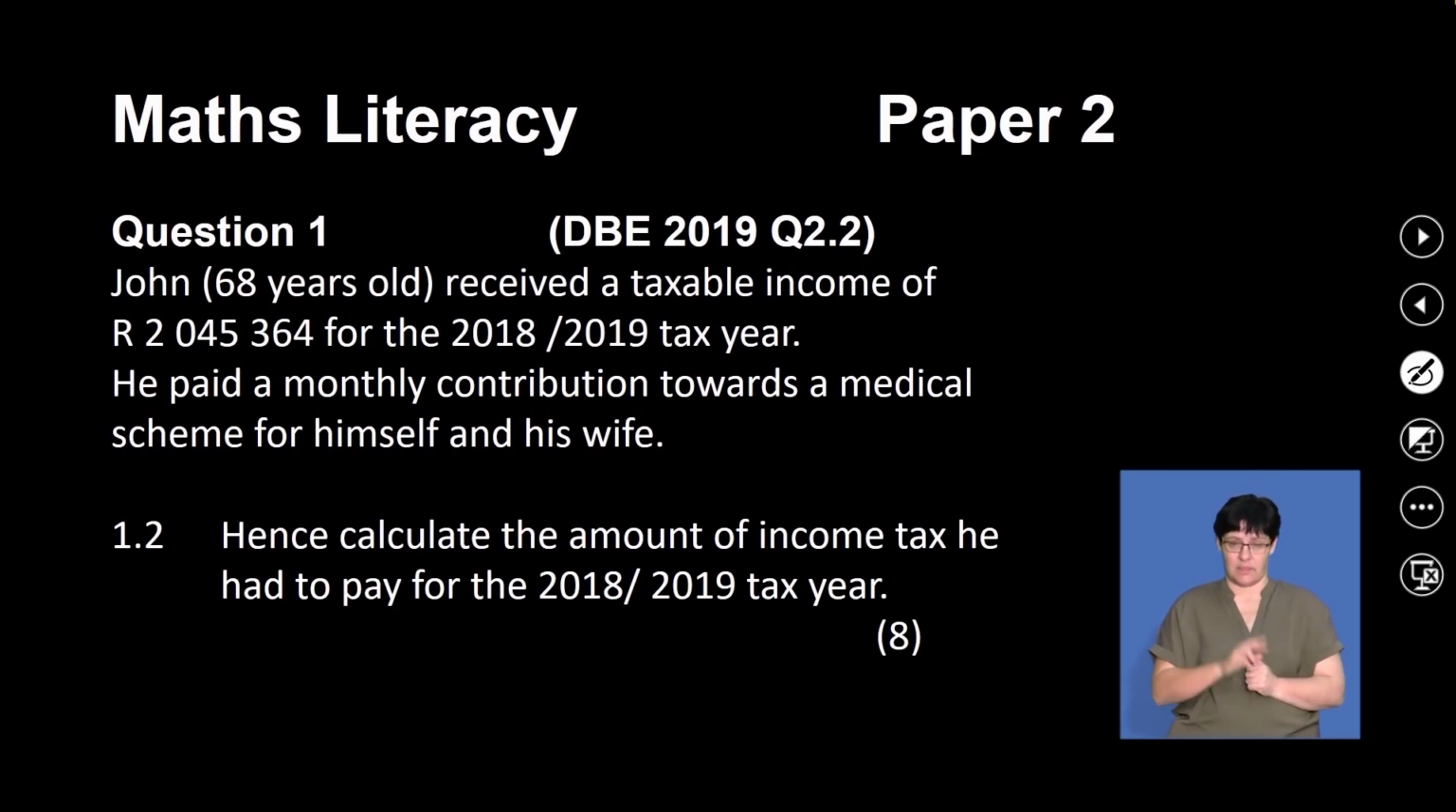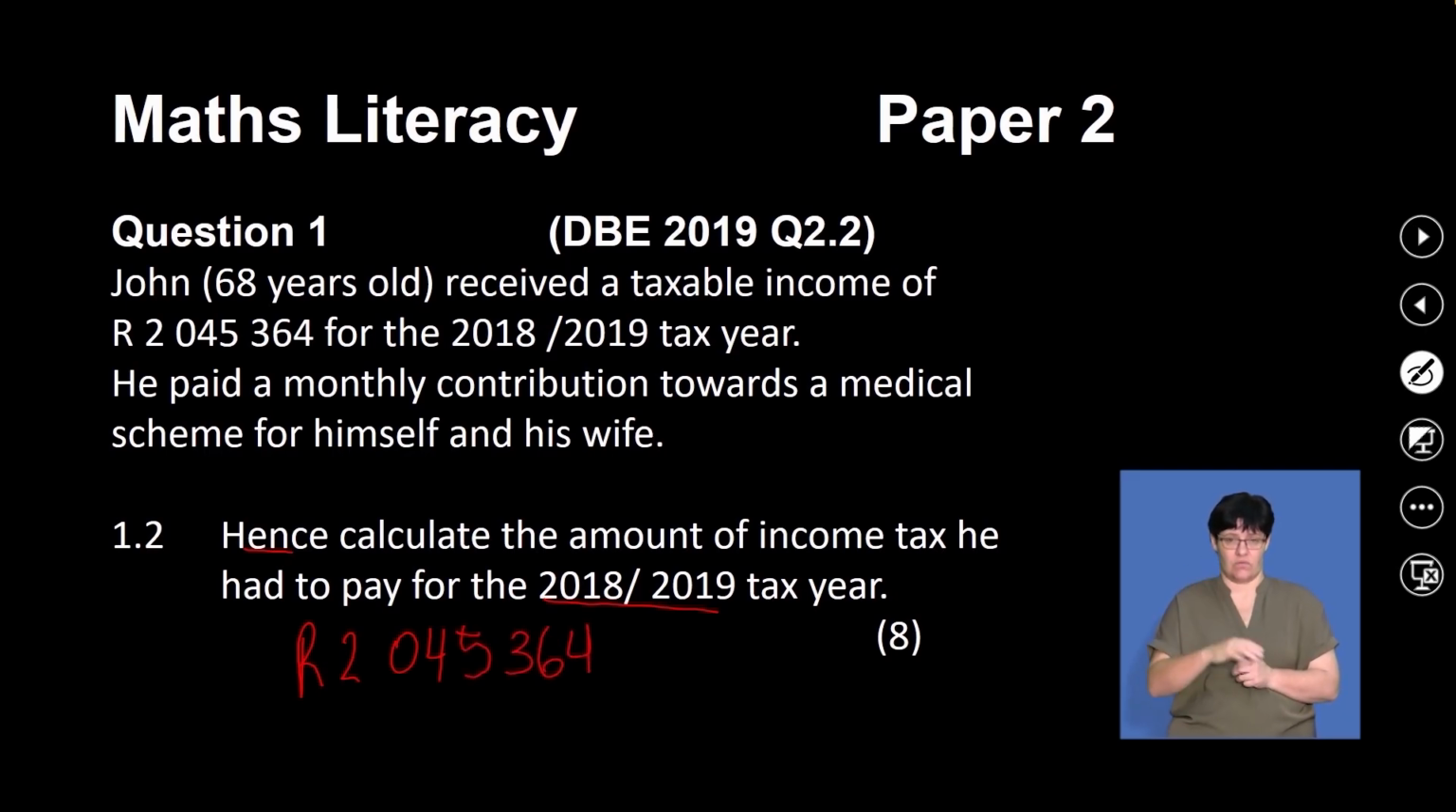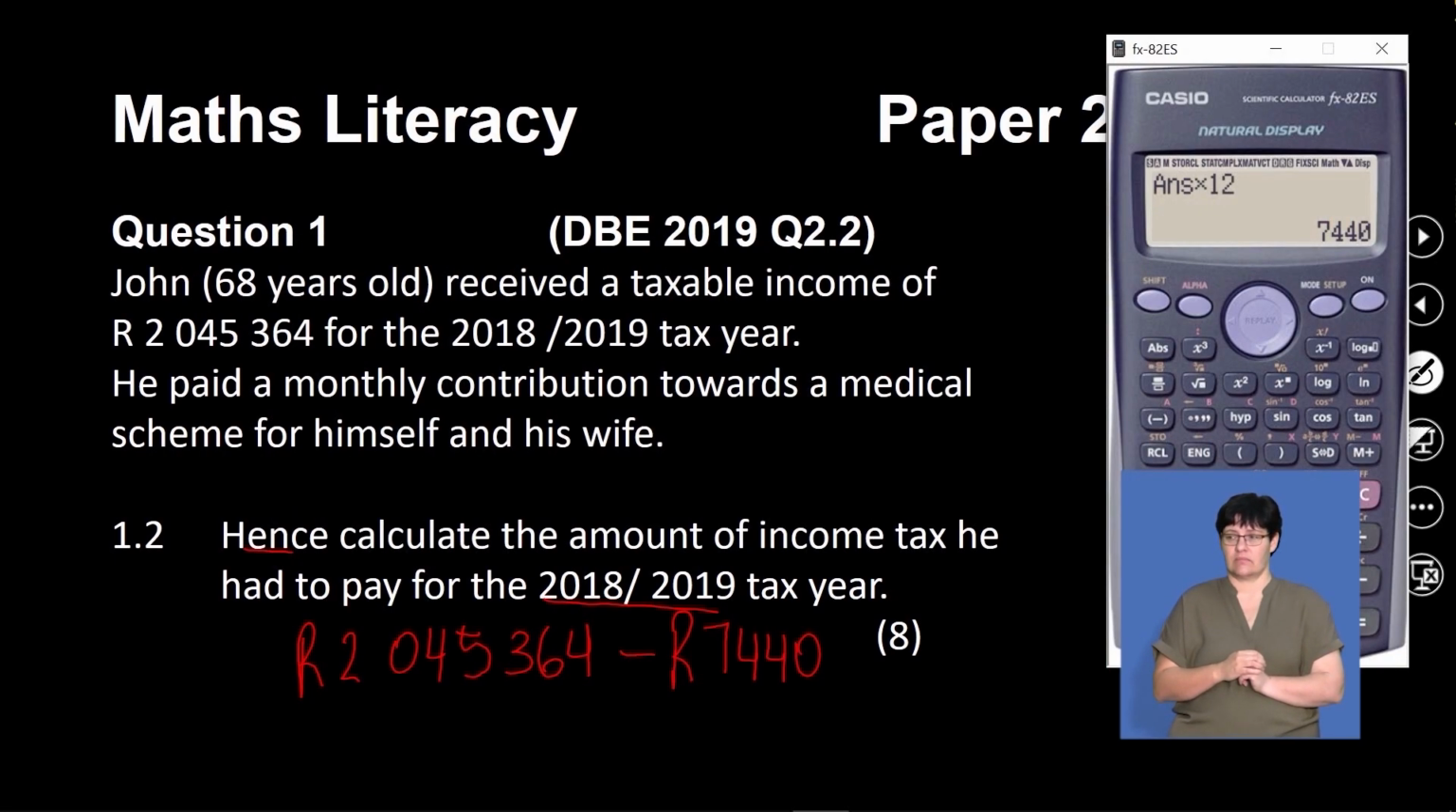Now let's move on. It says, hence, calculate the amount of income tax he had to pay for the 2018-2019 tax year. First we're going to take his salary, which was 2,045,364. We're going to minus the rebate, which was our 7,440. And we're going to get our taxable income.